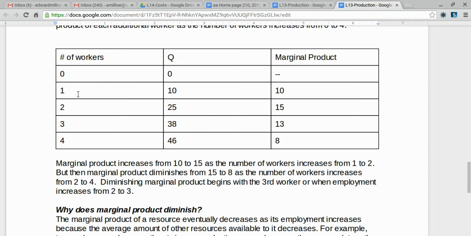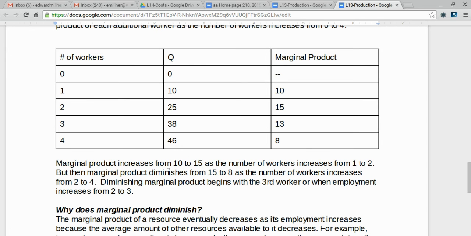Well, when we hire the first worker, output goes from 0 to 10, so the extra output is 10. When workers goes from 1 to 2, output rises by 15, the difference between 25 and 10. When we hire the third worker, output goes to 38, so the marginal product of the third worker is the difference between 38 and 25. And finally, when we hire 4 workers, output rises to 46. So the marginal product of the fourth worker is the difference between 46 and 38, which is 8.